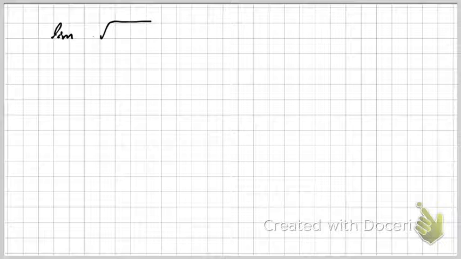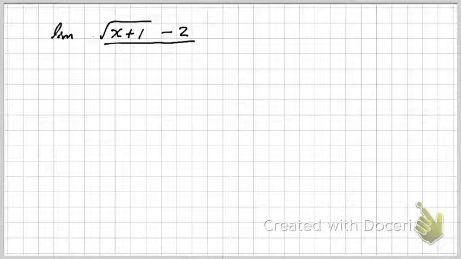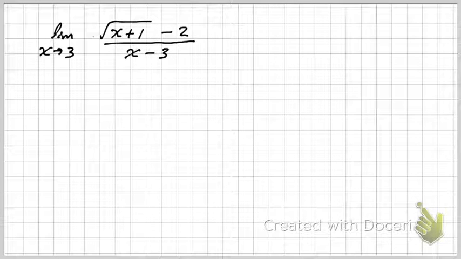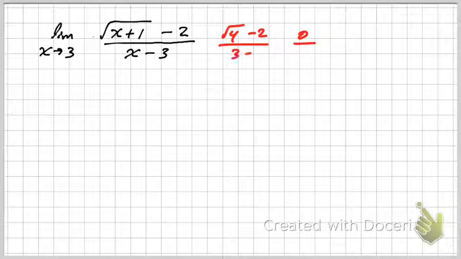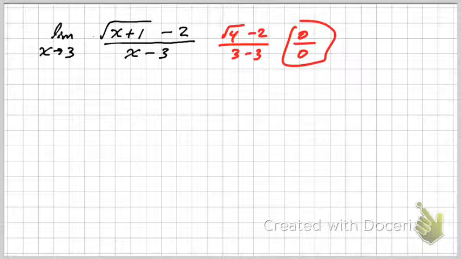So I'm just going to make something up if it's okay. How about the square root of x plus 1 minus 2 over x minus 3? If you put a 3 into here, what do you get? Do you get 0 over 0? If you get 0 over 0, you have to deal with it somehow.